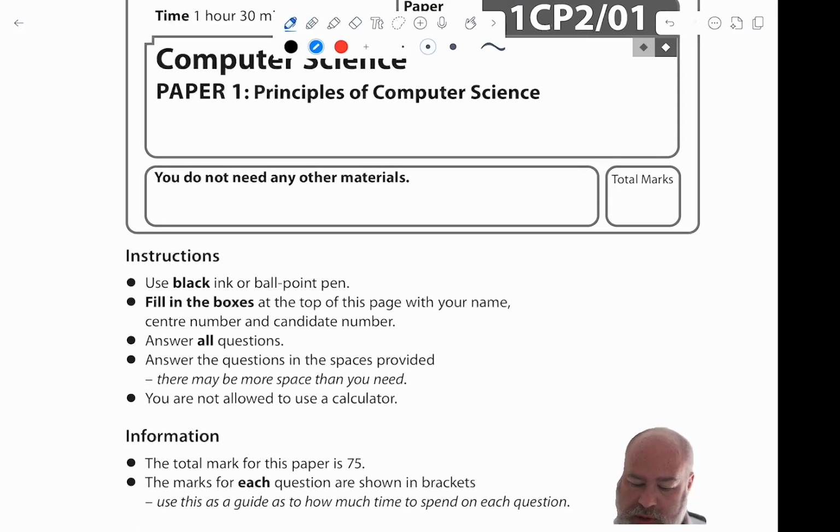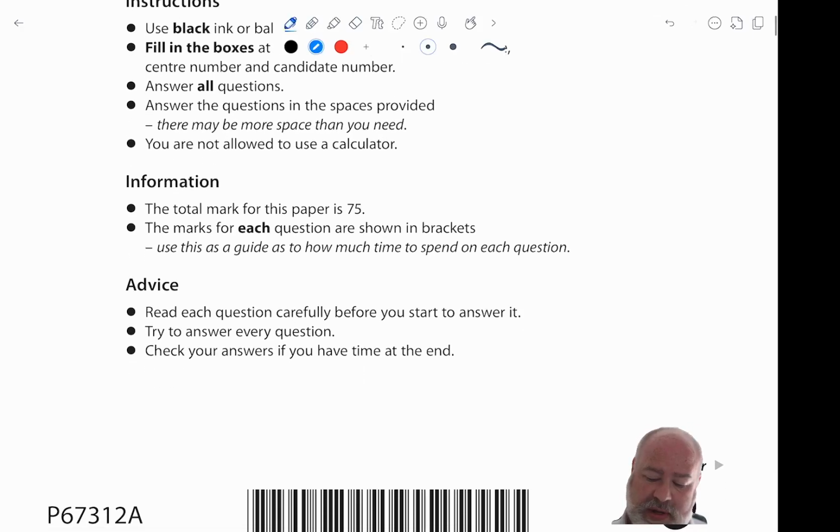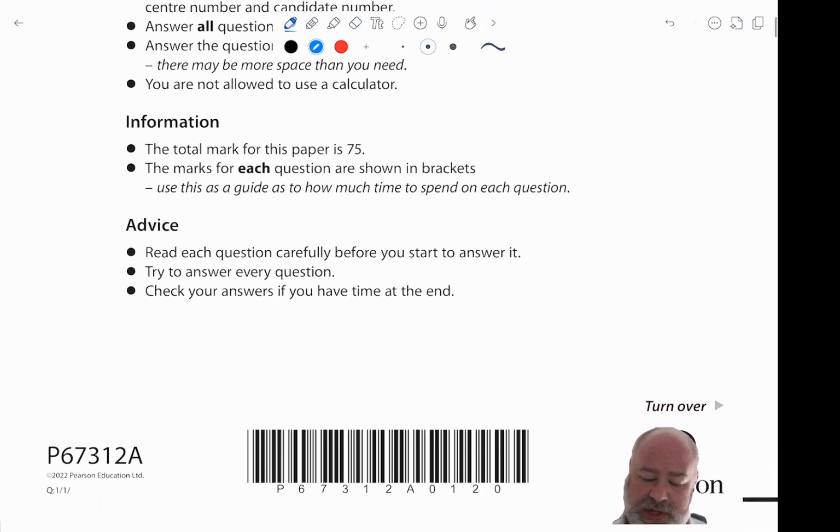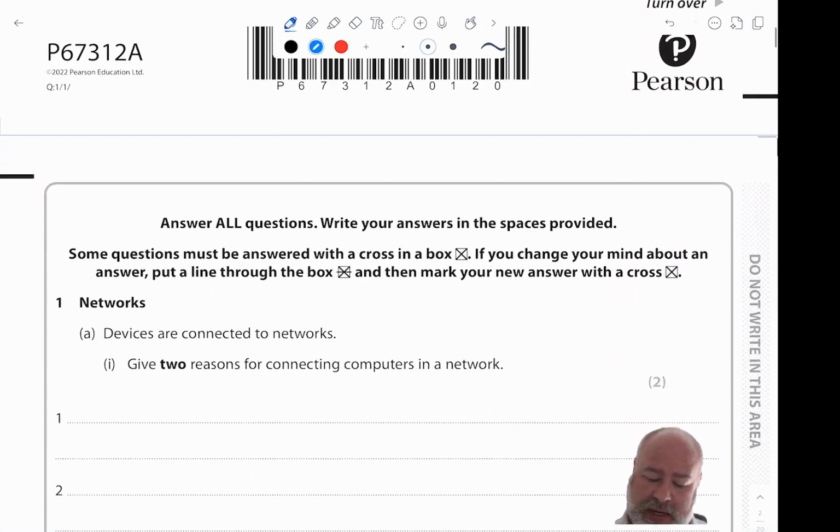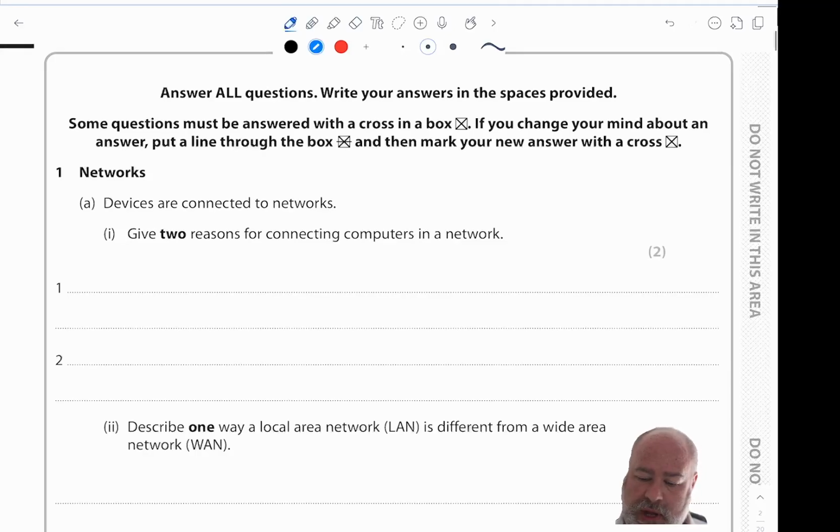It's really important when you're doing exam questions that you fill in every question, answer all the questions, and use the space provided. There are no calculators, and it's 75 marks out of 150 for the total GCSE. Let's have a look. Do read the instructions, use a cross, and make it really clear what your answer is.